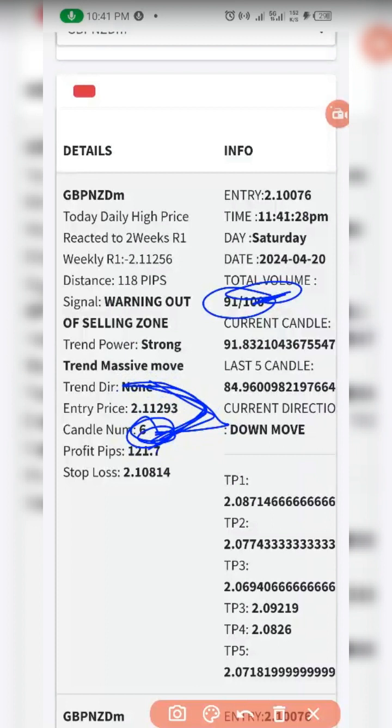But on these signals, like you said before, to avoid maybe too much drawdown, don't you think that taking a trade with 6 candles is somehow risky? It will expose you to a drawdown because there may be a pullback.